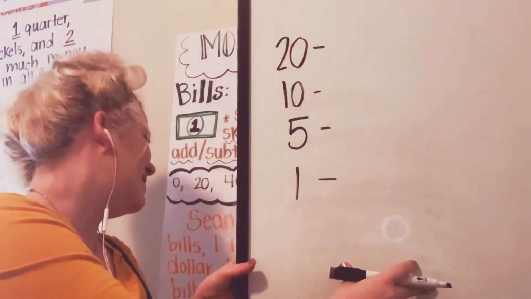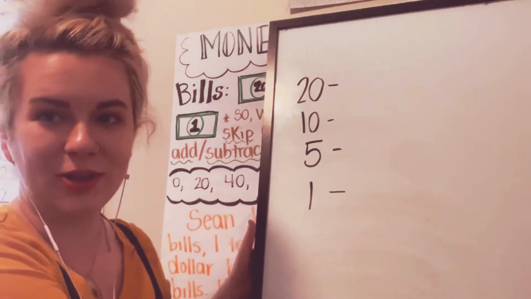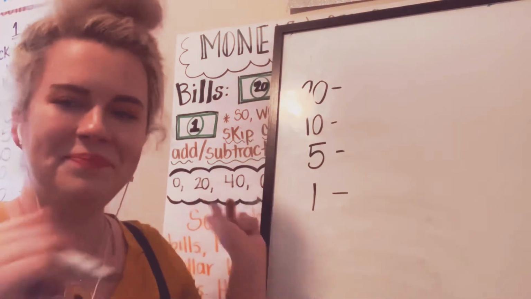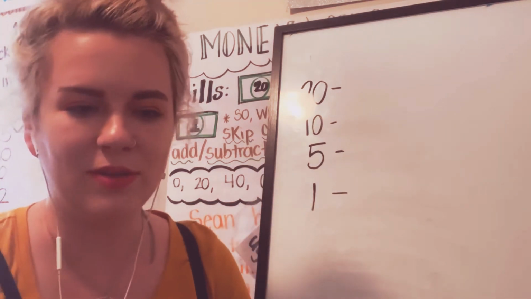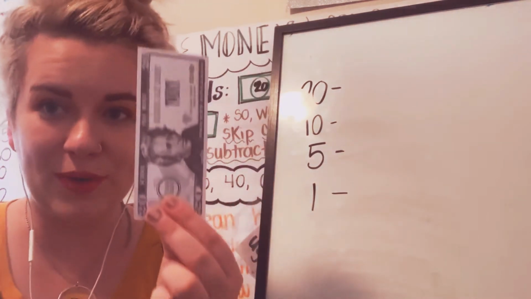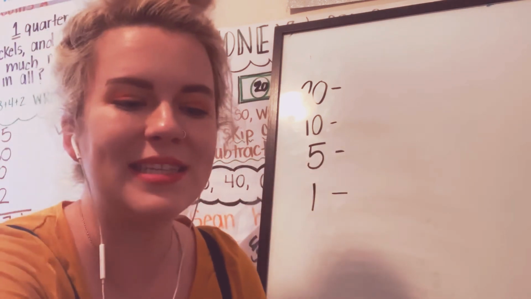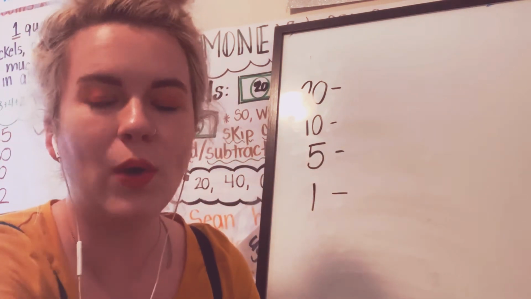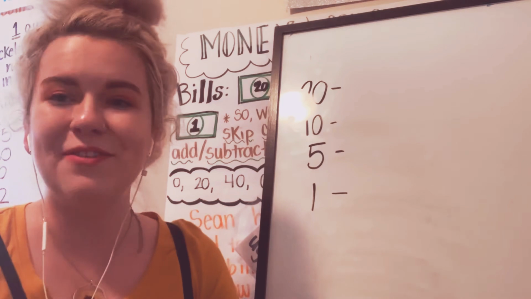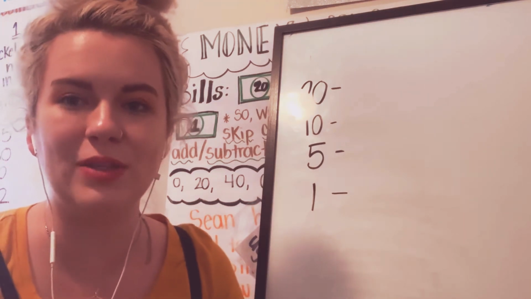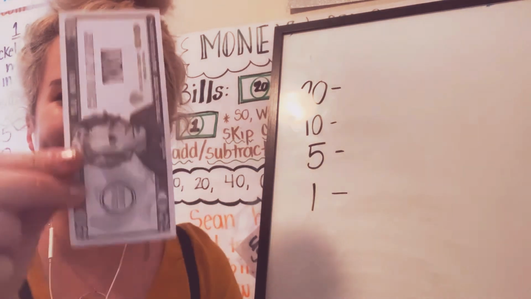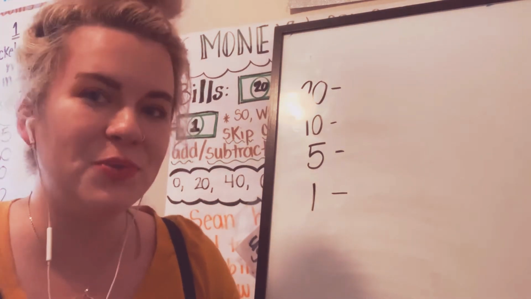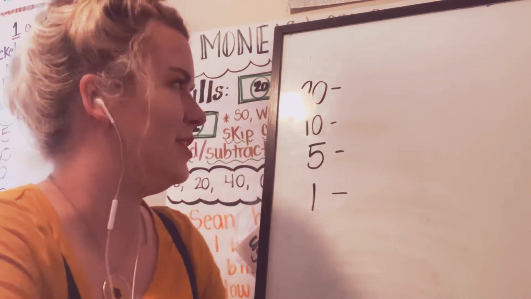So here it said he has 3 $20 bills. Sorry, I keep looking back at the problem on the chart paper. 3 $20 bills. So that means if I have 3 of these, I'm going to have to skip count by 20 3 times to find out how much he has total with 20. So that's 20, 40, 60. How much does he have in 20s? $60, okay?